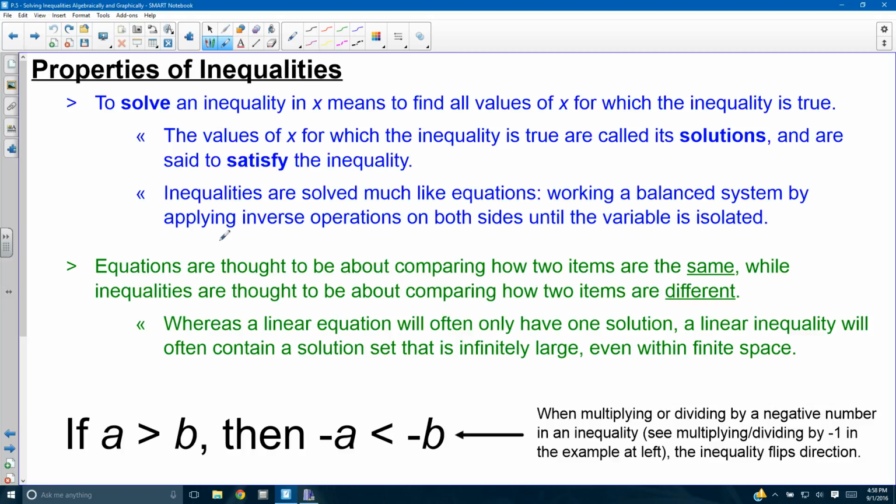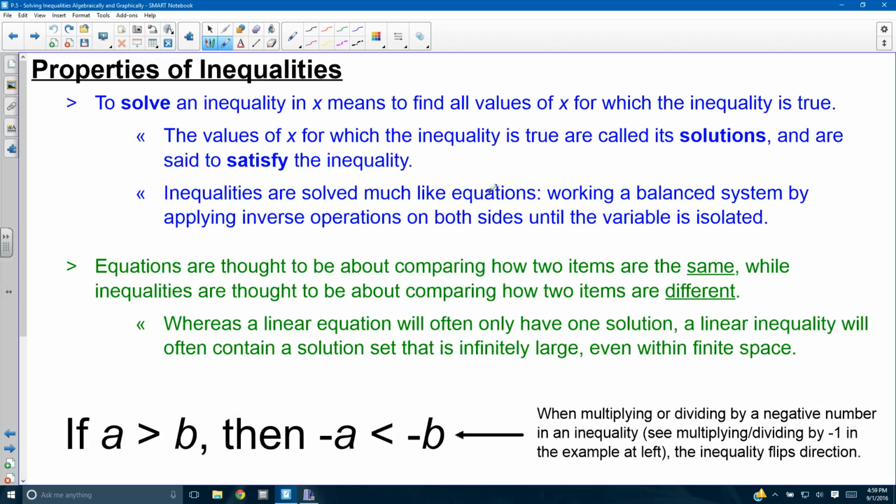First, let me define what an inequality is before we truly start looking at them. To solve an inequality in x means to find all values of x for which the inequality is true. That makes sense, just like equations. When you find a value of x, it means that when you plug it back in, it's going to make a true statement. But inequalities are a little bit different, right? The values of x for which the inequality is true are called its solutions, just like equations, and they are said to satisfy the inequality. So if I use a value for x that works for my solution, it satisfies it. Makes sense?